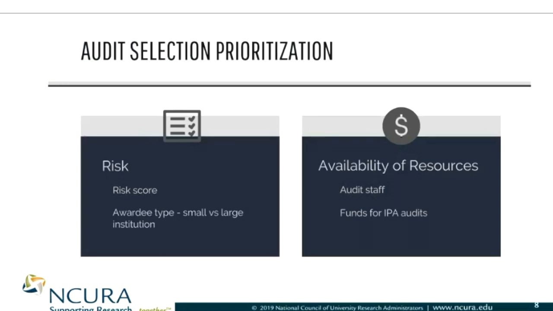On the right side of this slide, we'll touch on availability of resources. In our Office of Audit, we currently have under 30 staff members in total. That's not 30 people who are going out and conducting these external audits. That's 30 people as a whole.